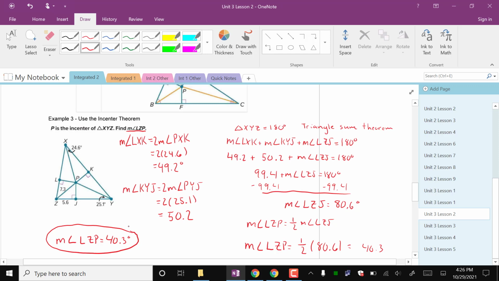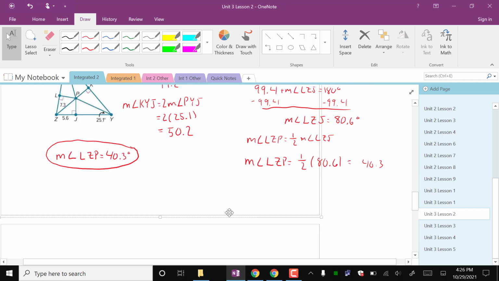It can get a little confusing with all the work you're doing, but keep your work organized like I did. I did my first two angles over here. After I did my first two angles, I used that information in the triangle sum theorem to come up with my third angle, and then I just found the value of half my third angle.